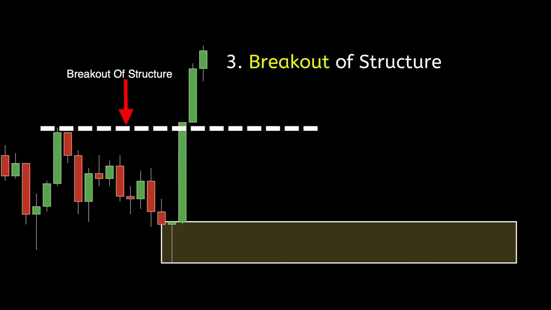Next, look at how this move has broken the previous market structure. See how it broke above a key resistance level, creating new highs. This breakout signals that smart money was involved in pushing the market higher, trapping retail traders along the way. This is a classic sign of a powerful demand zone formed by institutional buying.